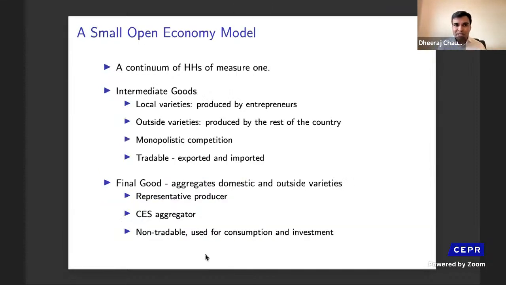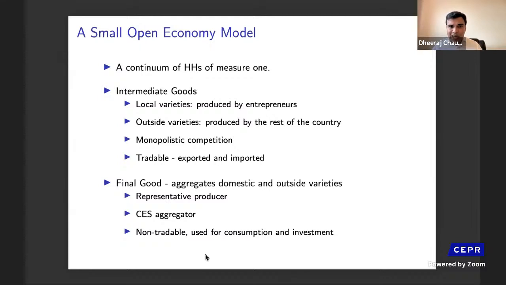So this is a small open economy, which is filled with a continuum of households of measure 1. And there are 2 sectors in this economy: the intermediate goods sector and the final goods sector. In the intermediate goods sector, there are 2 varieties: local varieties and outside varieties. Local varieties are produced by households who choose to become entrepreneurs, and outside varieties are produced by the rest of the country, and they are imported in this small open economy.